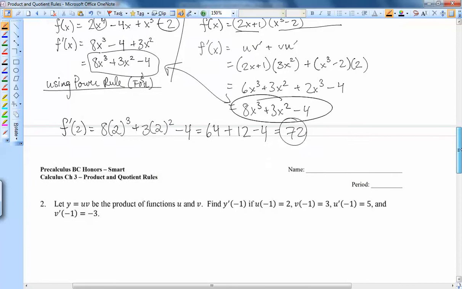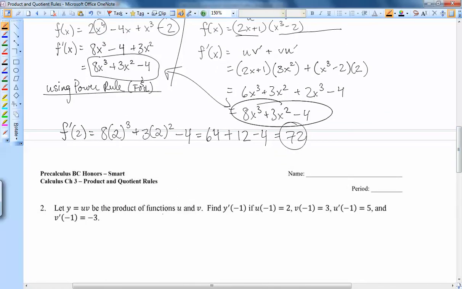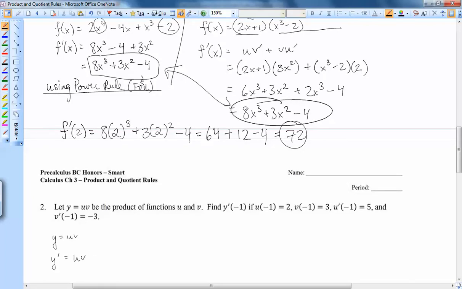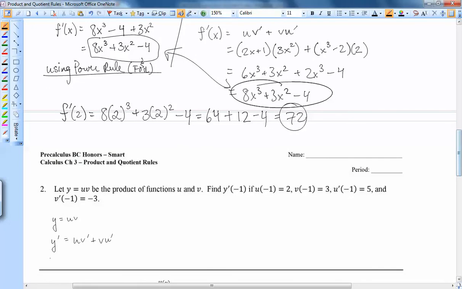We'll do this next example too, just to get that one done. So y equals uv is the product of u and v. Find y prime of -1 given all this other stuff. Okay, so y equals u times v. So y prime is u prime v plus v prime u, or let's do it the way that it's written above, uv prime plus vu prime. But the problem is we don't know what u or v are. But I need y prime at -1. Well, that's going to be u of -1 times v prime of -1 plus v of -1 times u prime of -1. And I do know what all of those are.